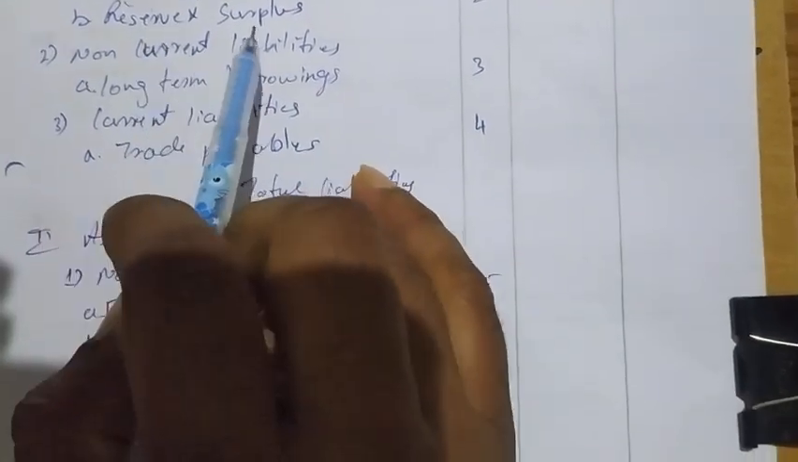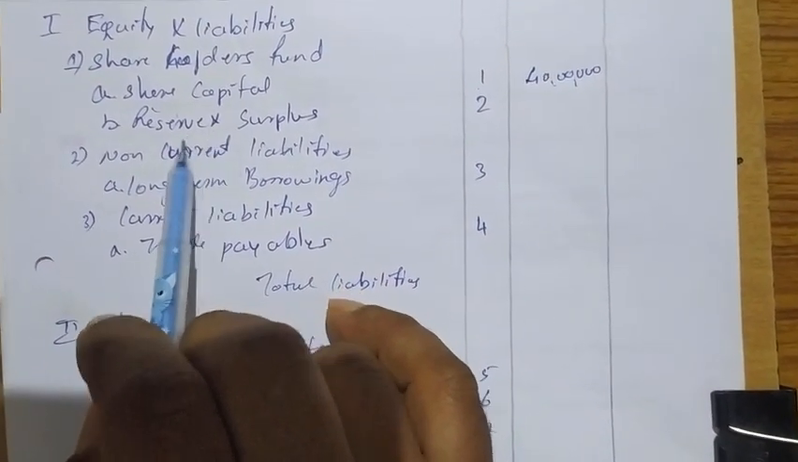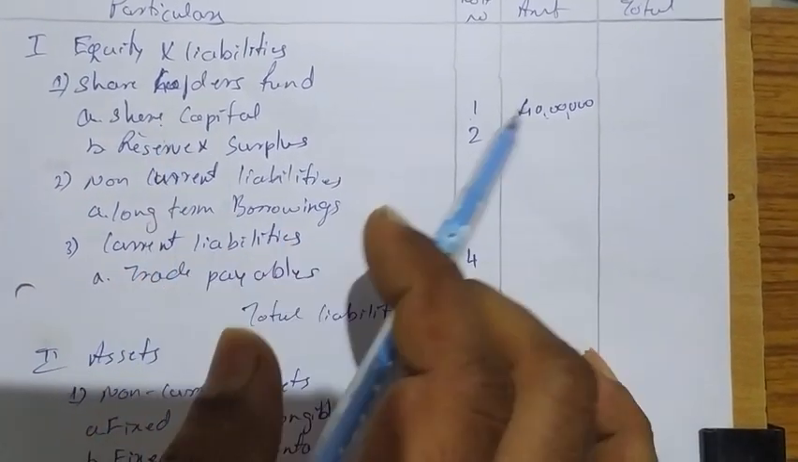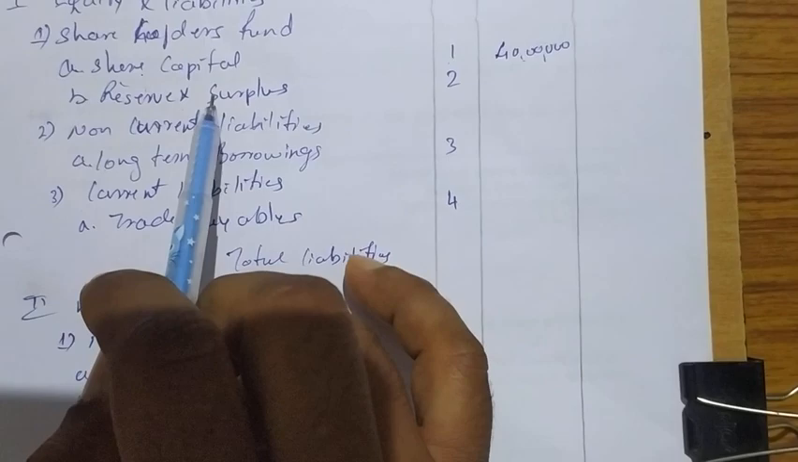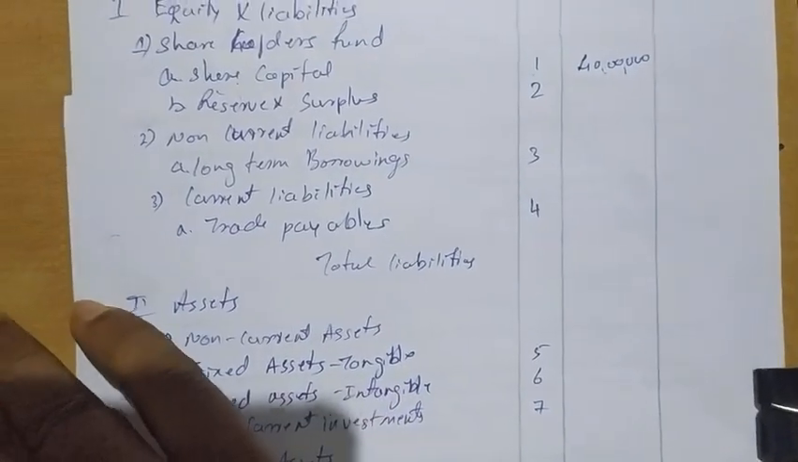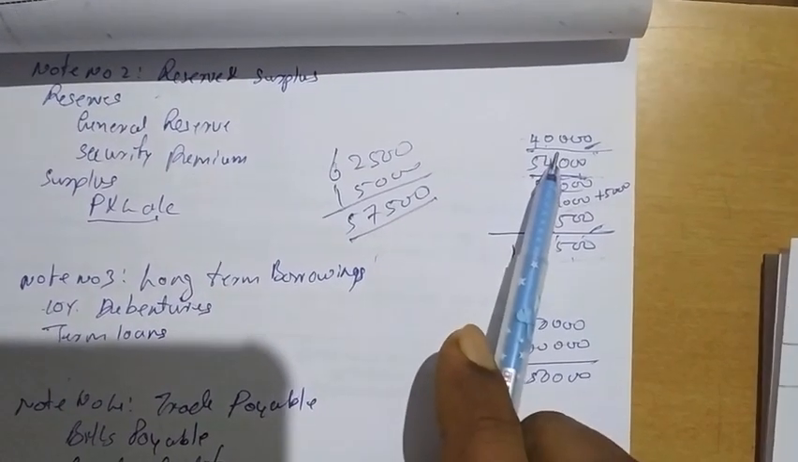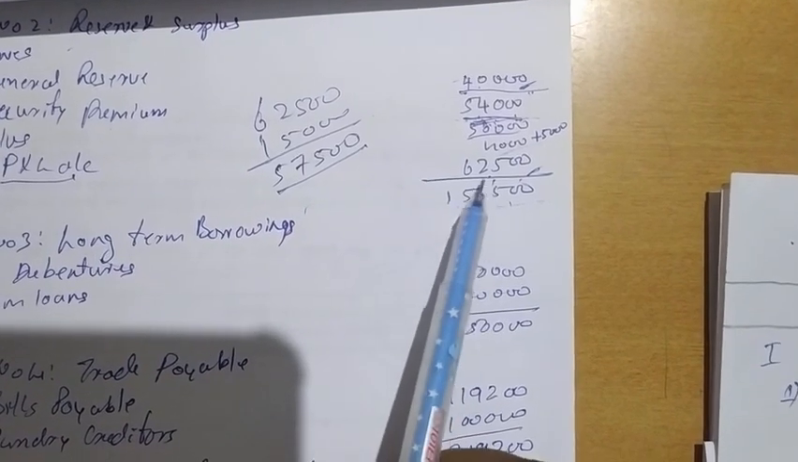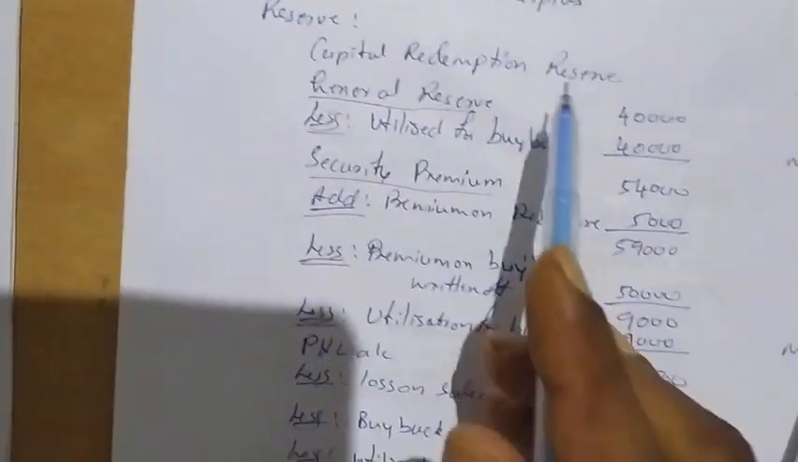Then the second one, reserve and surplus. So major changes will take place in the second item, that is reserve and surplus, because the share capital we have straight away reduced and written here, but when it comes to reserve and surplus, every adjustment is made in reserve and surplus itself. So what is the reserve and surplus in the problem? In the problem, total reserves were 40,000, security premium was 54,000 and P&L account balance was 62,500.